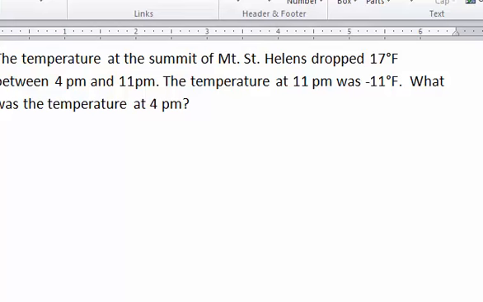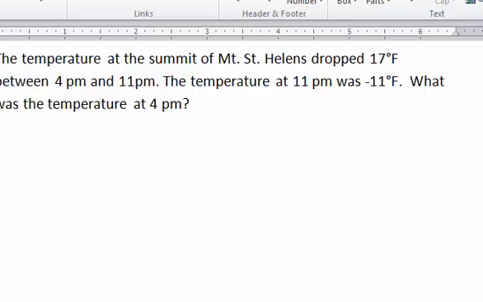Okay, so our next question is: the temperature at the summit of Mount St. Helens dropped 17 degrees Fahrenheit between 4 p.m. and 11 p.m. The temperature at 11 was negative 11 degrees Fahrenheit. What was the temperature at 4?